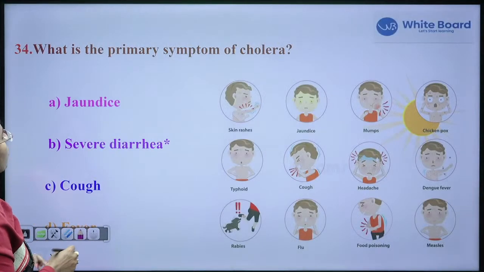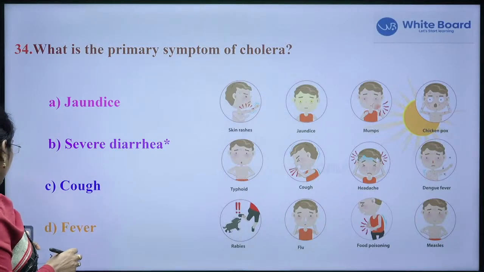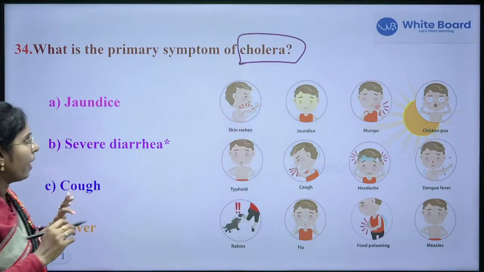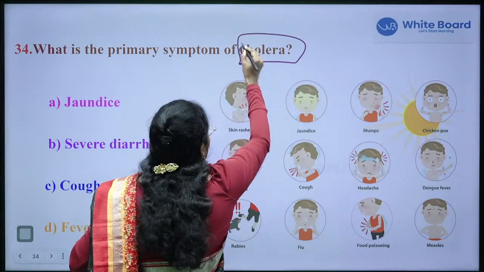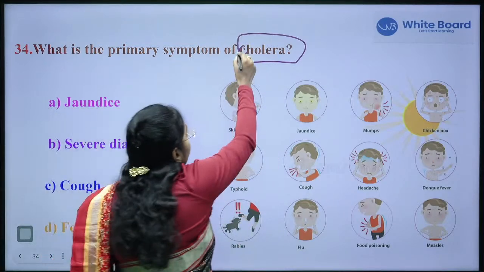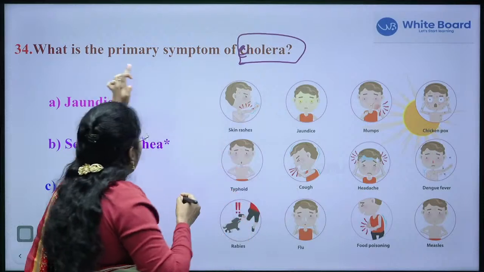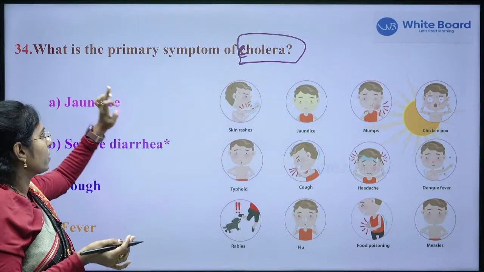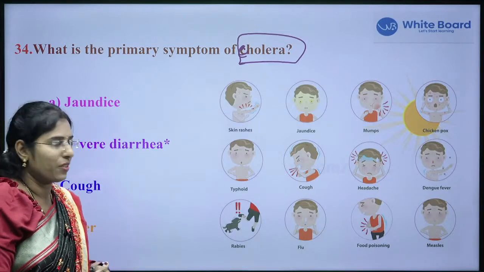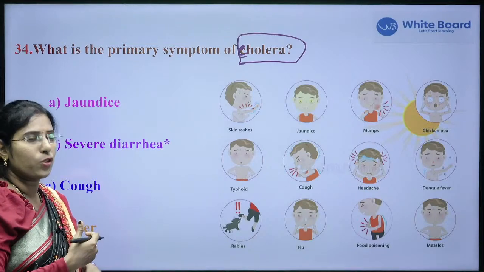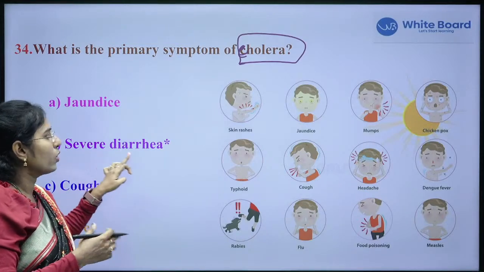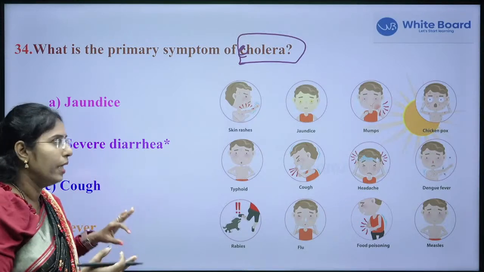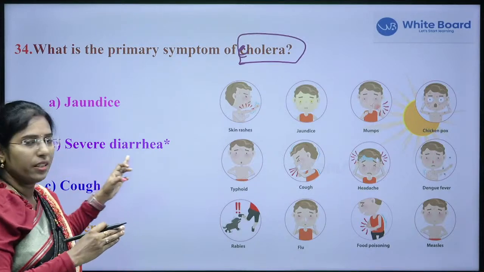Next question is, what is the primary symptom of cholera? See, cholera is a bacterial infection. This cholera causes infections of the intestine, so that it leads to severe diarrhea, that is rice water stools. It is also known as rice water stool. It also causes vomiting and severe diarrhea.